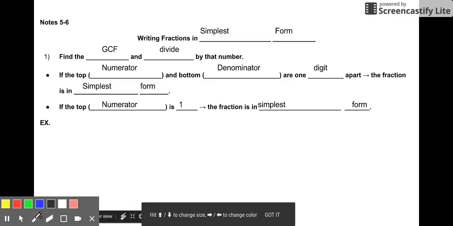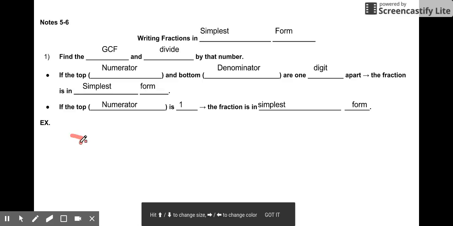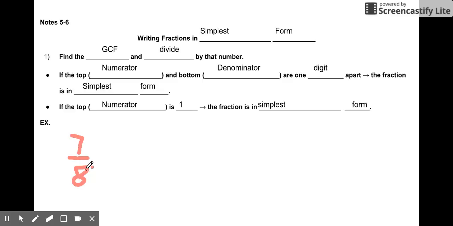So for example, you need to write these down. If I were to give you the fraction 7/8 and tell you to put it in simplest form, could you do it? Is there a number that goes into both of those? The answer is yes, there is a number that goes into both of those, but the answer is 1. And so because of this rule right here, it's already in simplest form. 7 and 8 are only 1 digit apart. So it's already in simplest form.